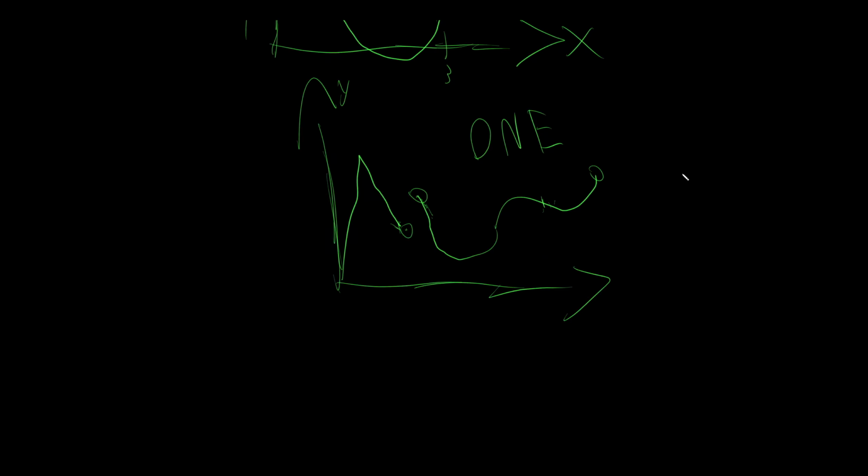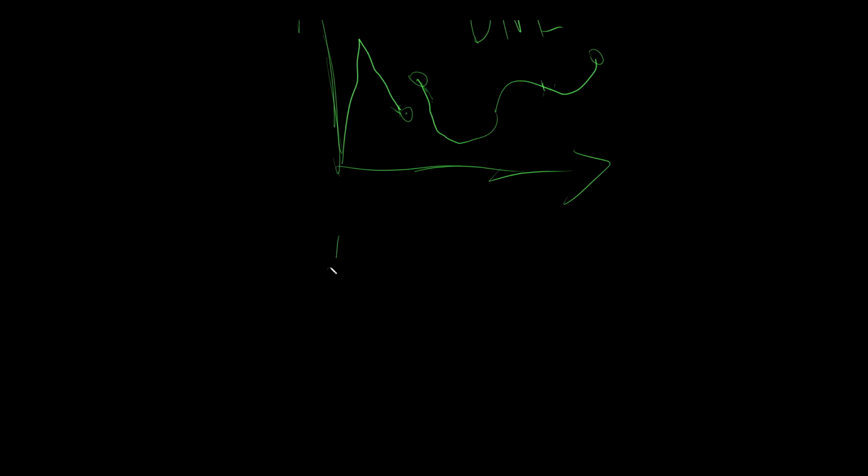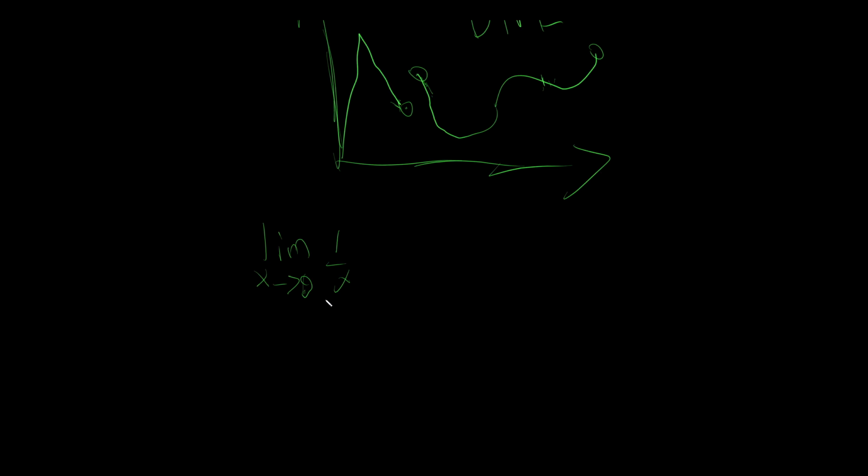So the limit of 1 over x as x approaches 0, we can have... oh, what was the graph of 1 over x? Let me pull up Desmos. Yeah, okay. So we have something like, we have to draw.